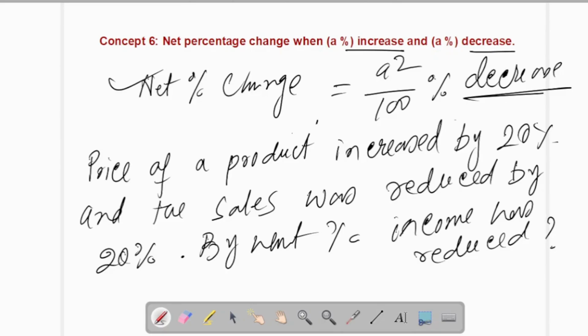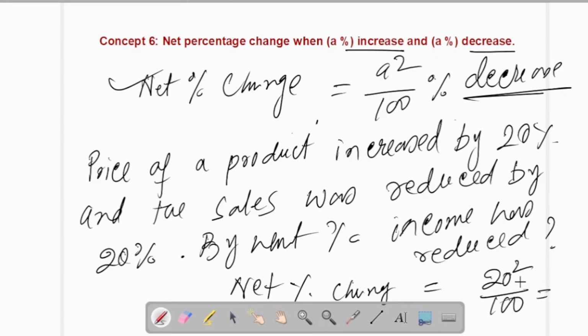So if the price increases by 20%, and sales decrease by 20%, the net percentage change would be 20 square divided by 100. So it is coming 400 divided by 100, that means 4%. So the net income will decrease by 4%.